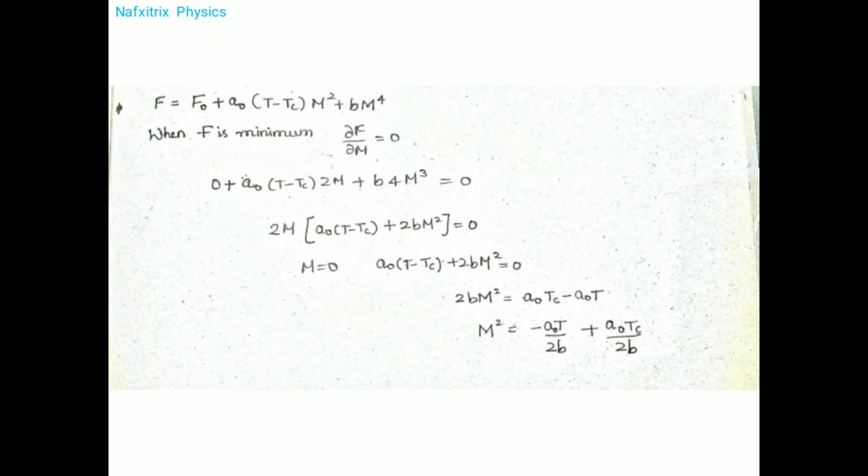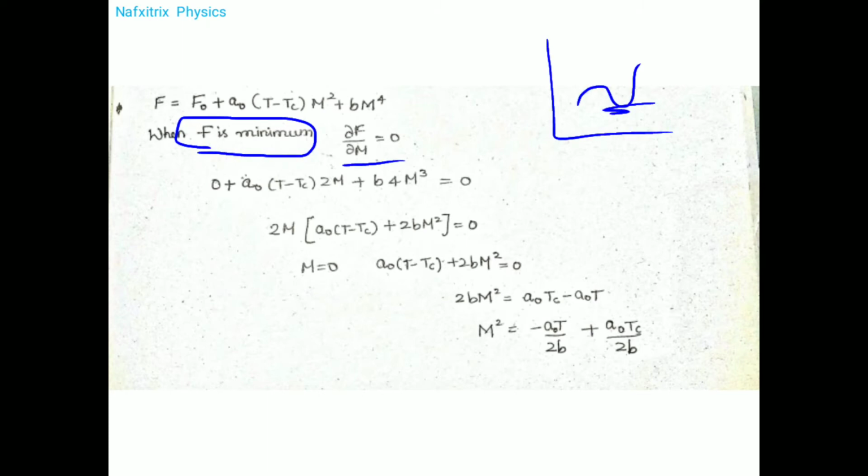We know that this free energy at the time of transition remains minimum. So when free energy is minimum, we know that dou F by dou M is equal to 0. That means if there is a graph between F and M, it would be minimum at a certain point like that.